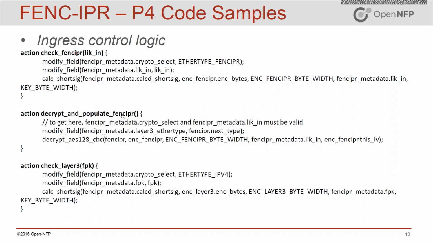And here's another example to decrypt and populate the FENC-IPR, which would happen if this passes, right? If the check passes, which is going to be told by calc short sig, then we decrypt and populate the FENC-IPR header. So we modify the field for the, there's again another kind of tracking variable here, and then we call this routine decrypt AES-128 CBC with AES-128 in CBC mode. And so we need the FENC-IPR header, which is what's going to be returned. That's a decrypted one. We need an encrypted one, the byte width, the logical interface key, and the ID. Right. So if we take this stuff as input and run it through here, then it should populate the FENC-IPR header that we defined a couple of slides ago, and so on.